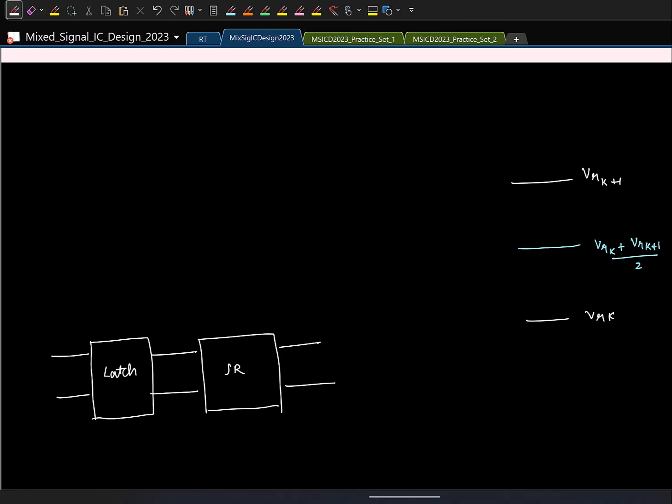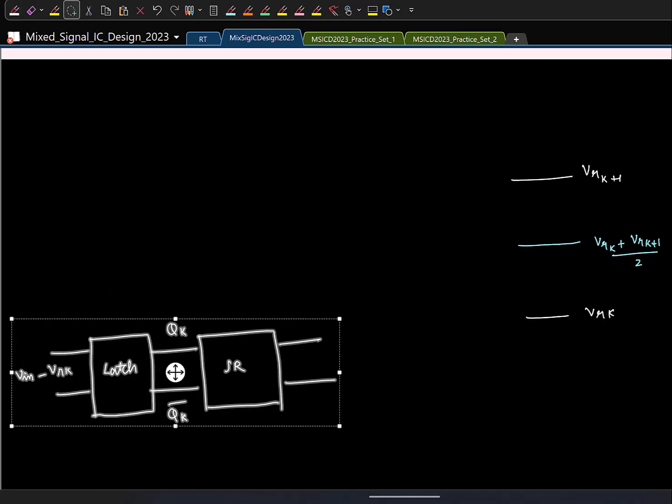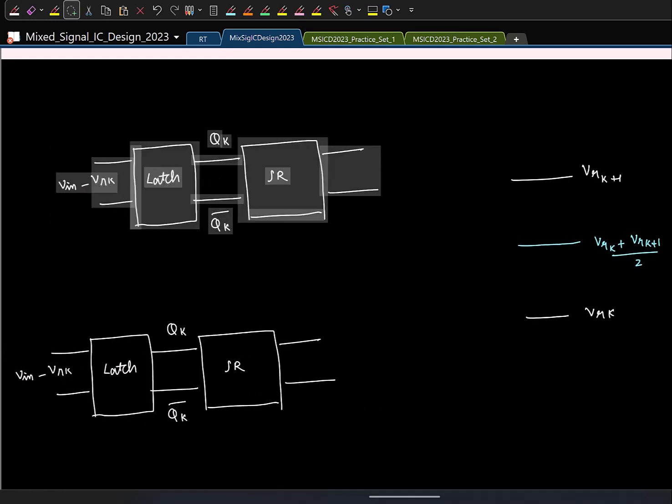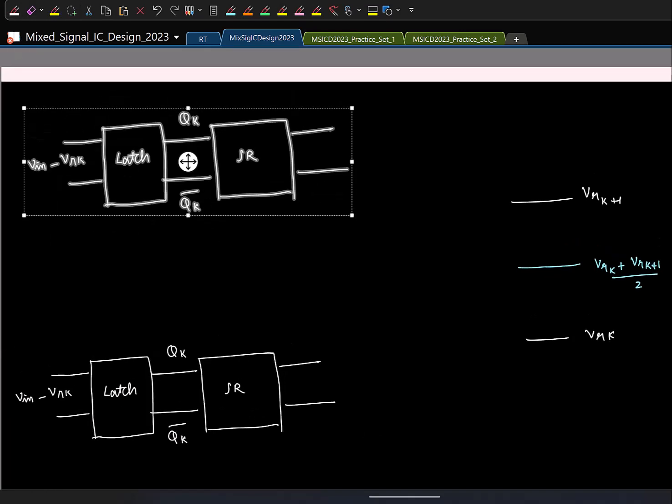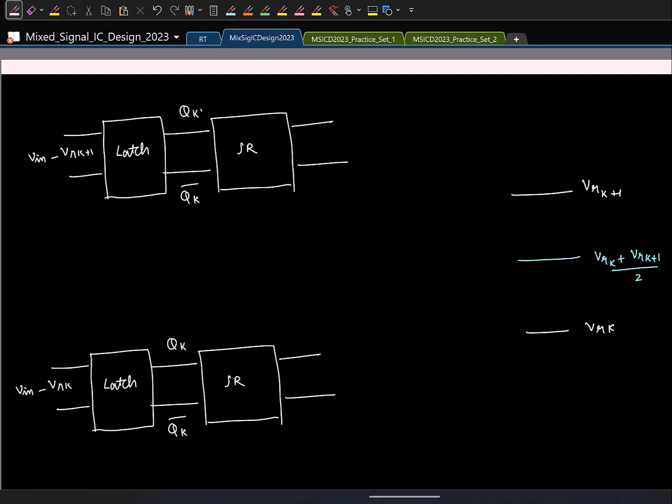Sorry. So here let us say we are comparing with VRk. So let us say this is Qk, this is Qk bar. So we have the k plus 1 branch. So let's say this is k plus 1, k plus 1. Yes, to keep the information held for one whole clock period. That's all. Only then the succeeding digital logic can process the data.